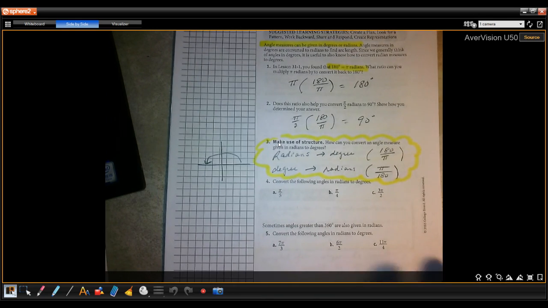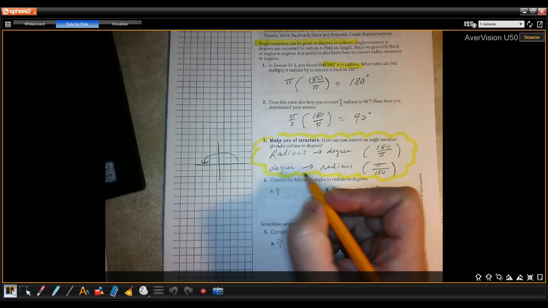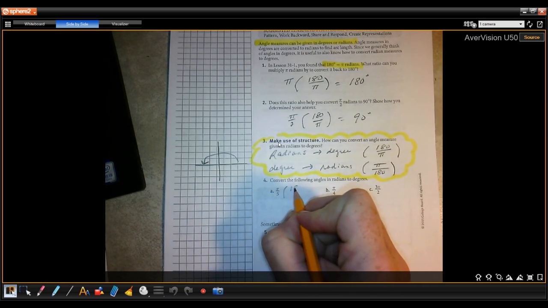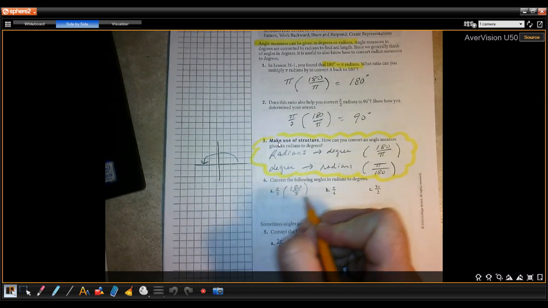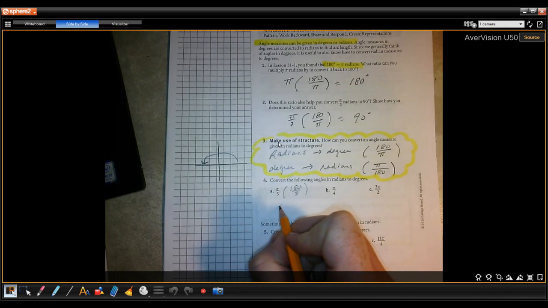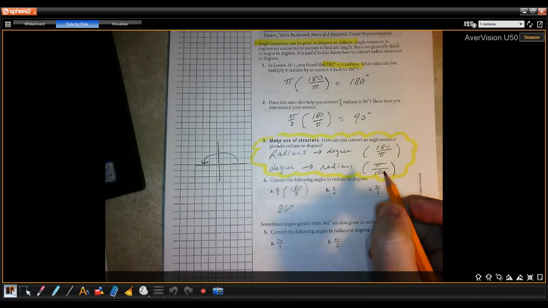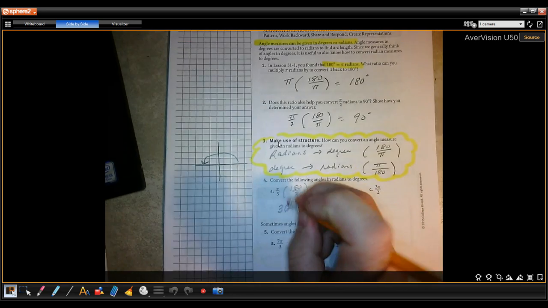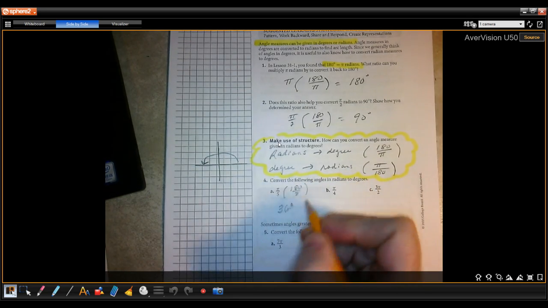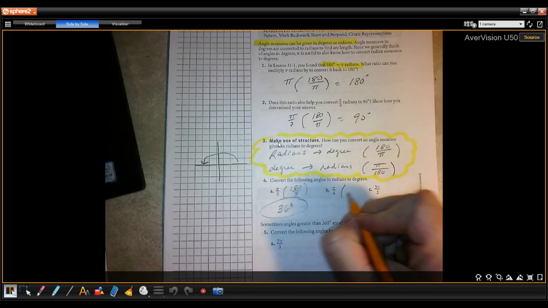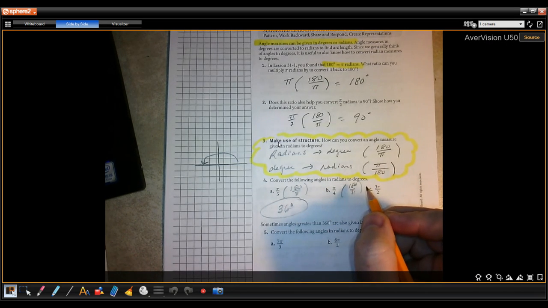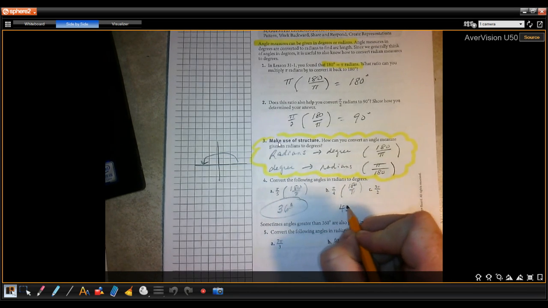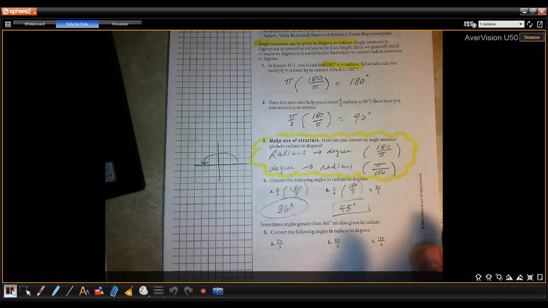Okay, convert the following angles in radians to degrees. So pi over 5 would be times 180 over pi. Pi's cross out. 5 goes into 180 36 times. That's 36 degrees. Okay, then times 180 over pi. Pi's cross out. 4 goes into 180 45 degrees. And I stop there because 2 examples is good.